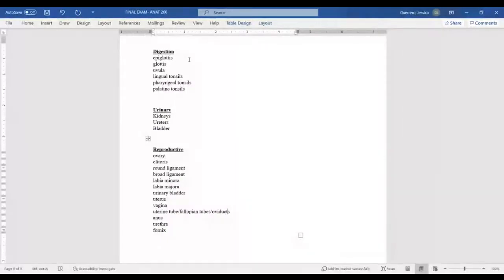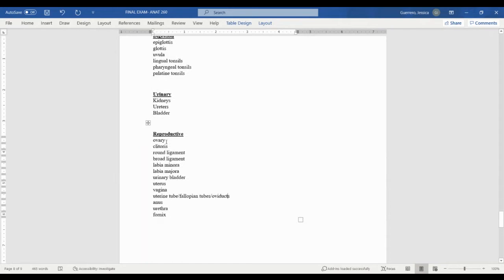The digestive system, as far as anatomy is concerned, not physiology, but anatomy. Urinary system, we're looking at kidneys, the ureters, and the urinary bladder. And for the reproductive system, it's heavy female on this test, but you also need to be familiar with the anatomy of the male reproductive system. So I'll have diagrams here in just a second, I'll show you.